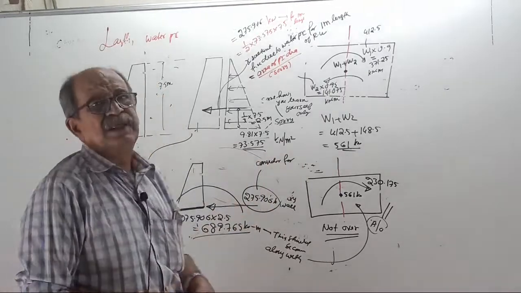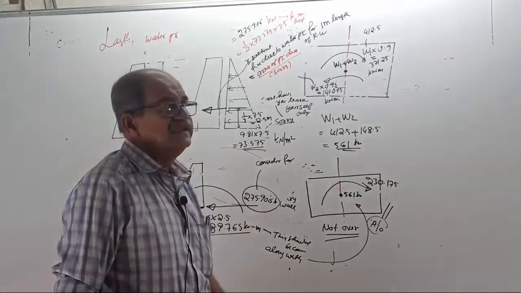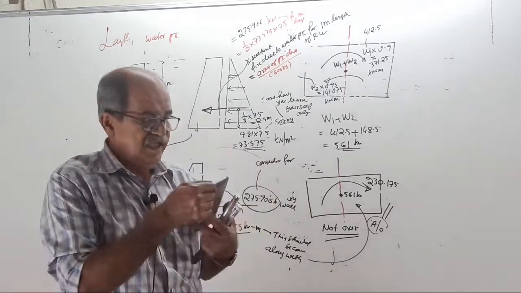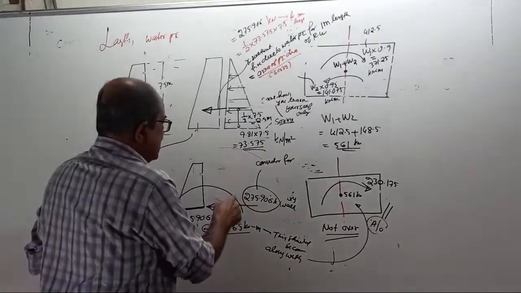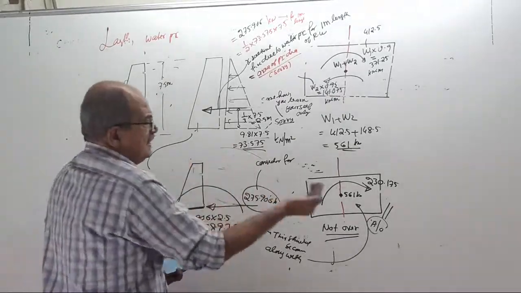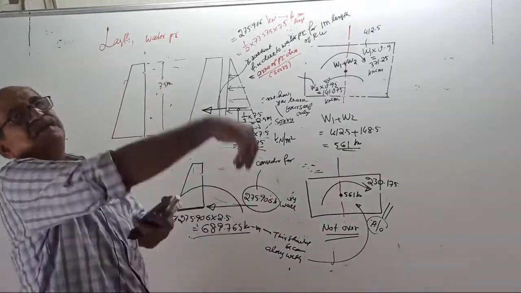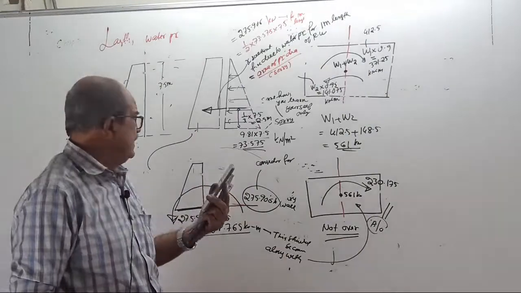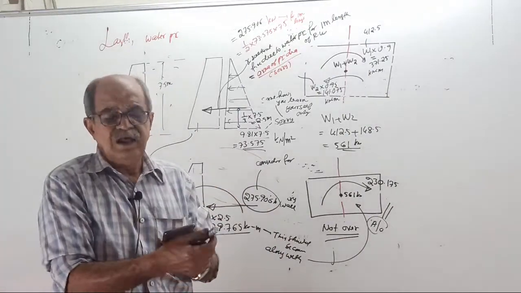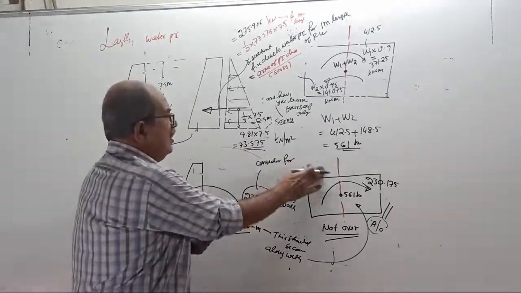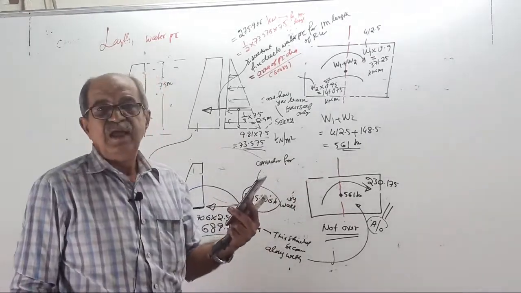This 275.906 will be considered for, anybody can tell the answer? This force, when you transfer here, the couple will come. That couple will be considered, this way moment. 275.906 will try to shear, or it will be considered for what? Anybody can tell?